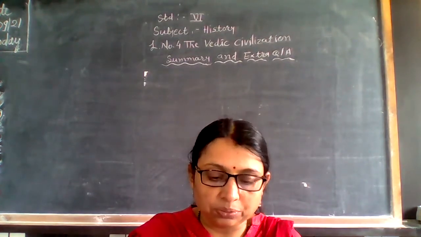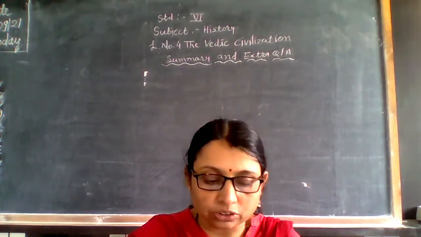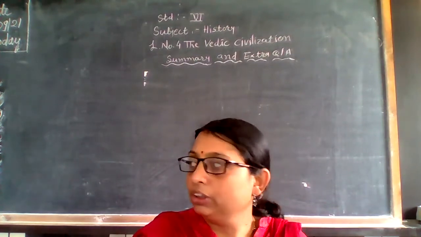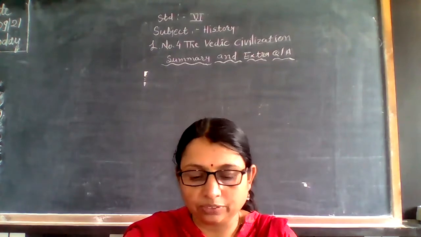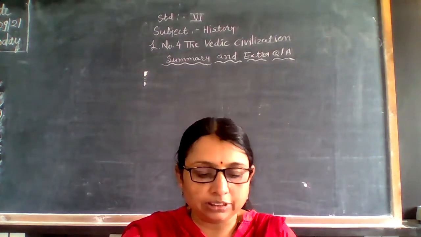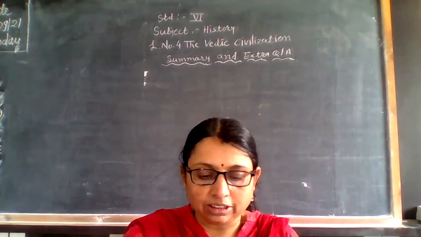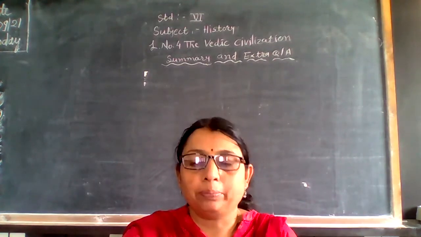Sanskrit. Whatever literature there is, Vedic literature, in which language? Sanskrit. Okay. The Vedic literature consisted of the following. The four Vedas, meaning it includes four Vedas: Rigveda, Yajurveda, Samaveda, and Atharvaveda. Then Brahmanas, Aranyakas, and Upanishads. And great epics, Ramayana and Mahabharata.